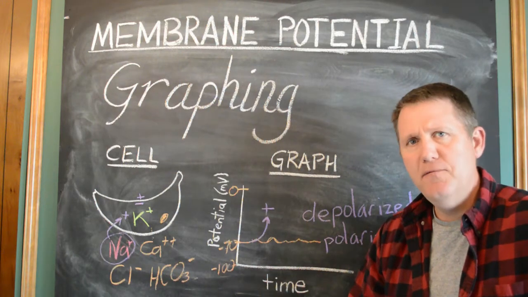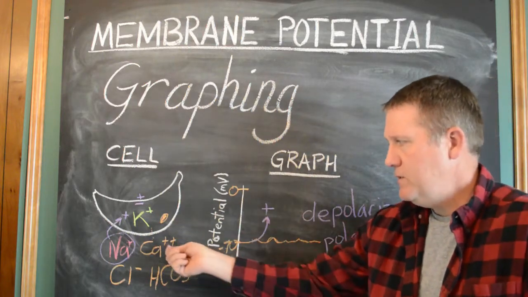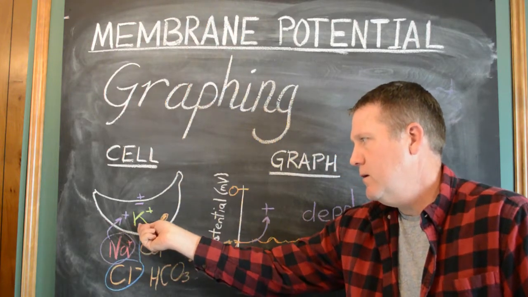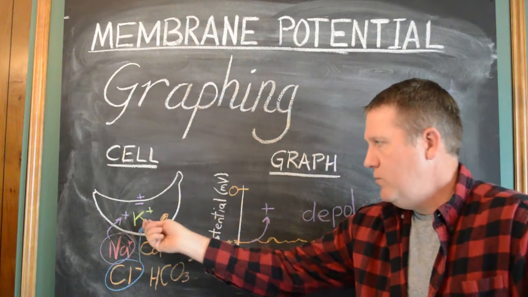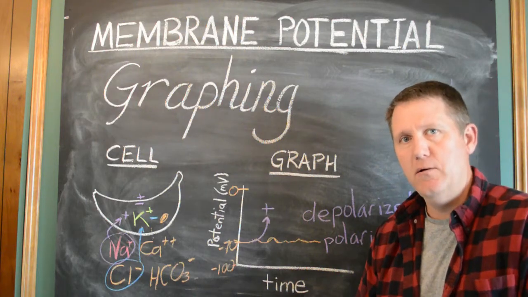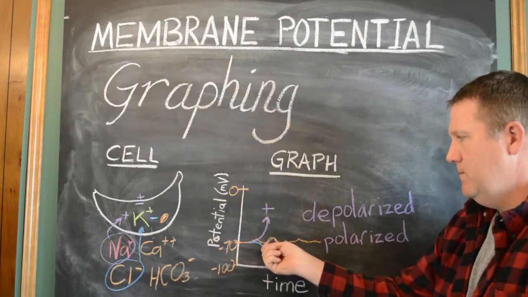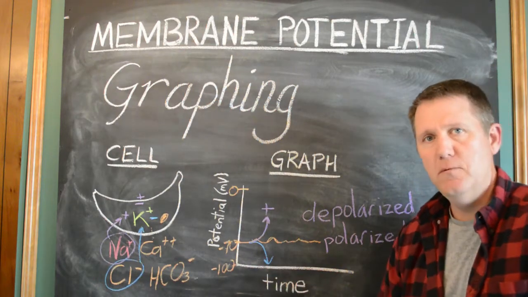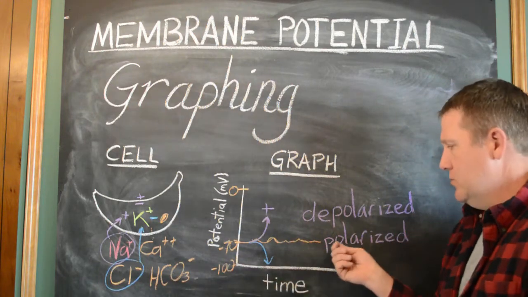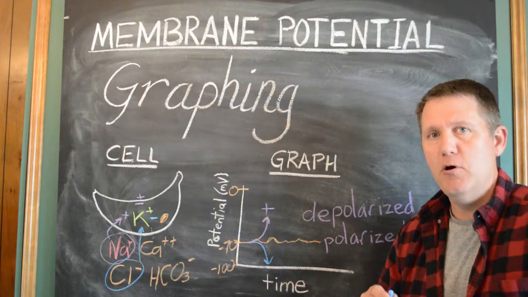Let's think about a slightly different situation. Same cell, same graph. But what if instead of a positive ion, this negative ion were to enter the cell? Well, that would make the cell have a more negative charge inside the membrane, right? Makes sense. So more negative on our graph, that would be this direction, even more negative, changing it from the resting state. So it's obviously not just polarized, it's more than polarized. And for this one, we call it hyperpolarized.